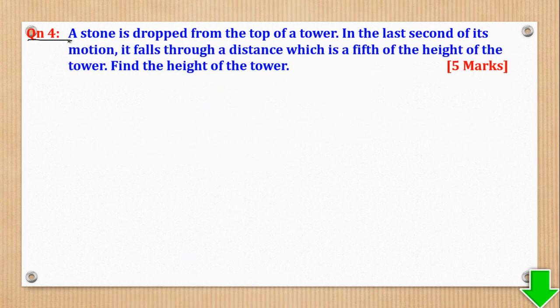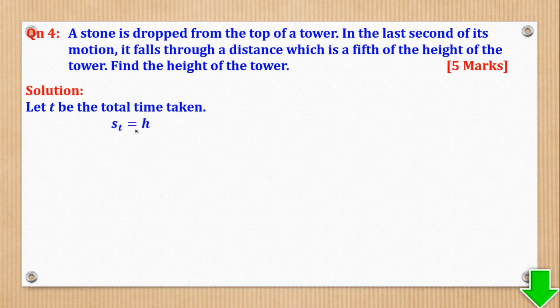Okay, then question 4. A stone is dropped from the top of a tower. In the last second of its motion, it falls through a distance which is a fifth of the height of the tower. Find the height of the tower. So you'll come and say that let t be the total time taken. That means that distance moved in time t is h, which is the height of the tower.